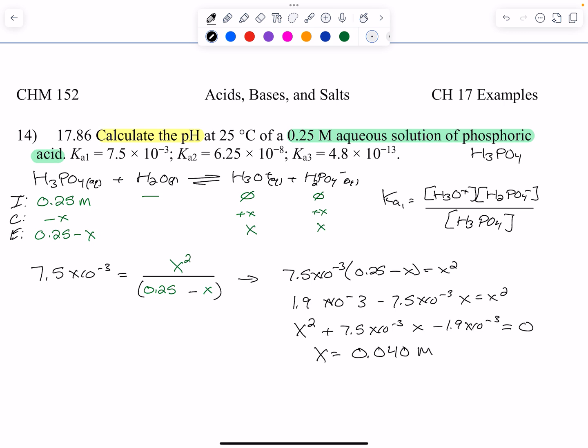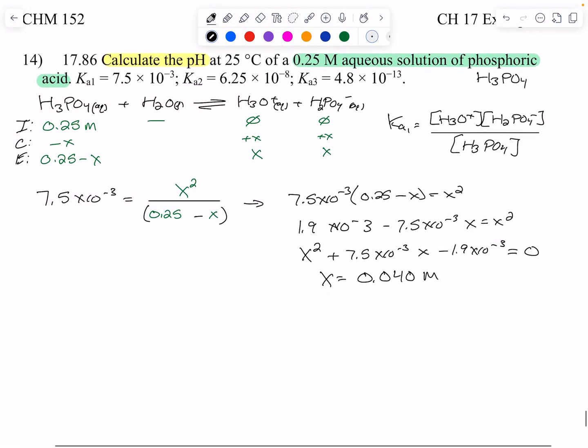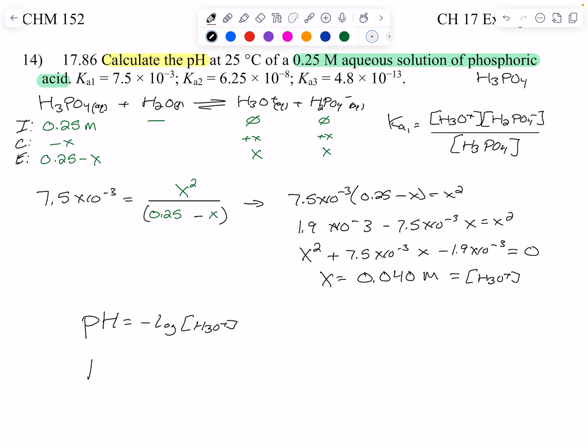All right. So now, if we look at Ka2, it's 10 to the negative 8. It's a million times smaller. So it's not going to really do anything, right? We can ignore Ka2 and Ka3. So that means that's the concentration of H3O plus. So the pH is just the negative log of the concentration of H3O plus. So the pH is the negative log of 0.040. I get 1.40.